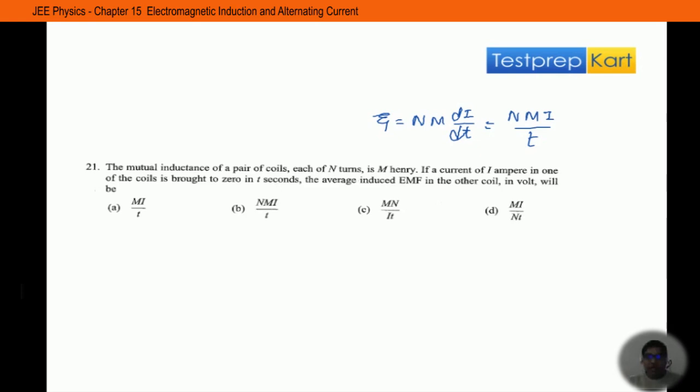So net induced EMF is N M I over T, but it is asking for the average induced EMF in the other coil. In the other coil there are also N number of turns. So if you calculate EMF induced per unit turn, or average EMF, then we need to divide it by N, and we'll get EMF induced per unit turn equals M ΔI over T, where M is mutual inductance, ΔI is change in current, and T is the time duration required for that change. So option A is right.